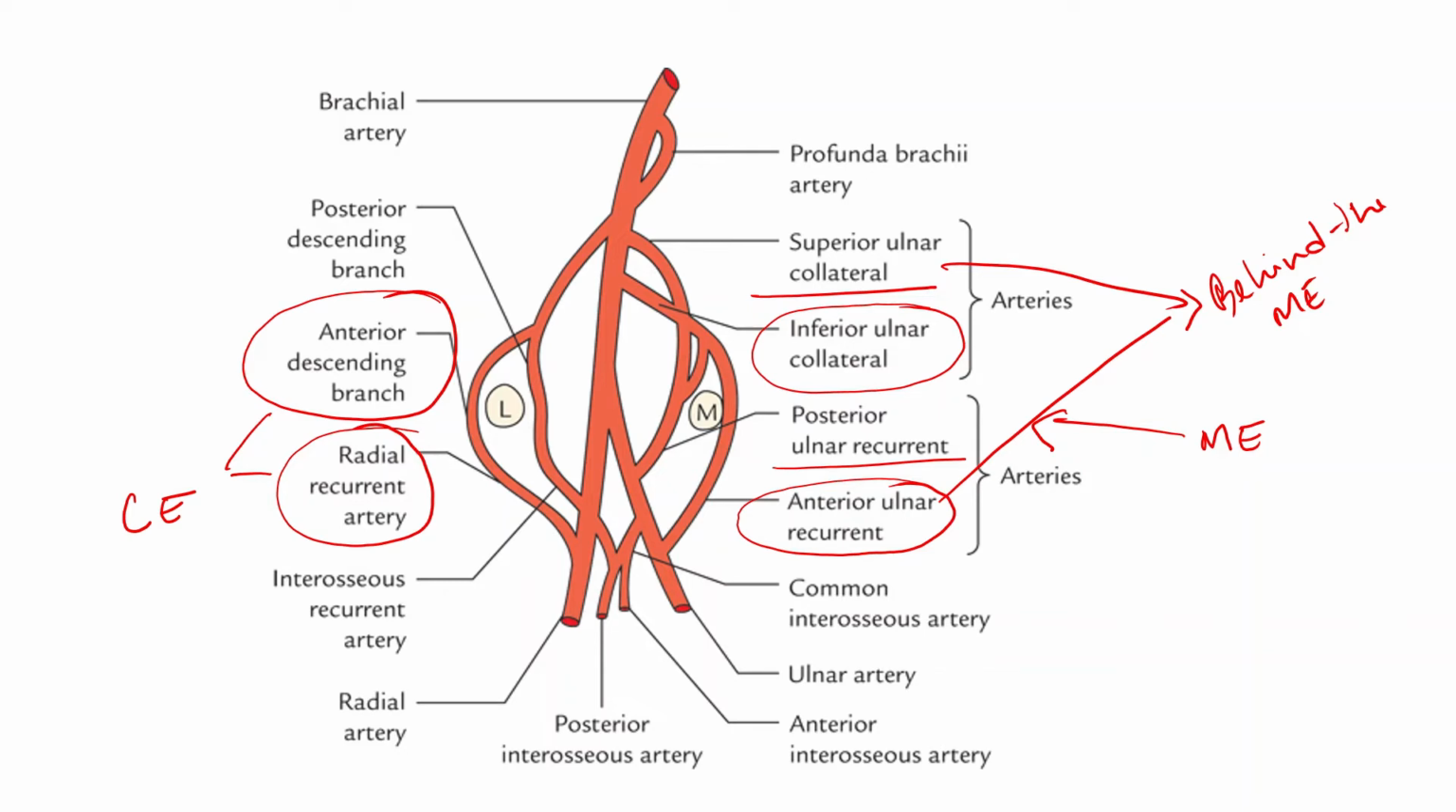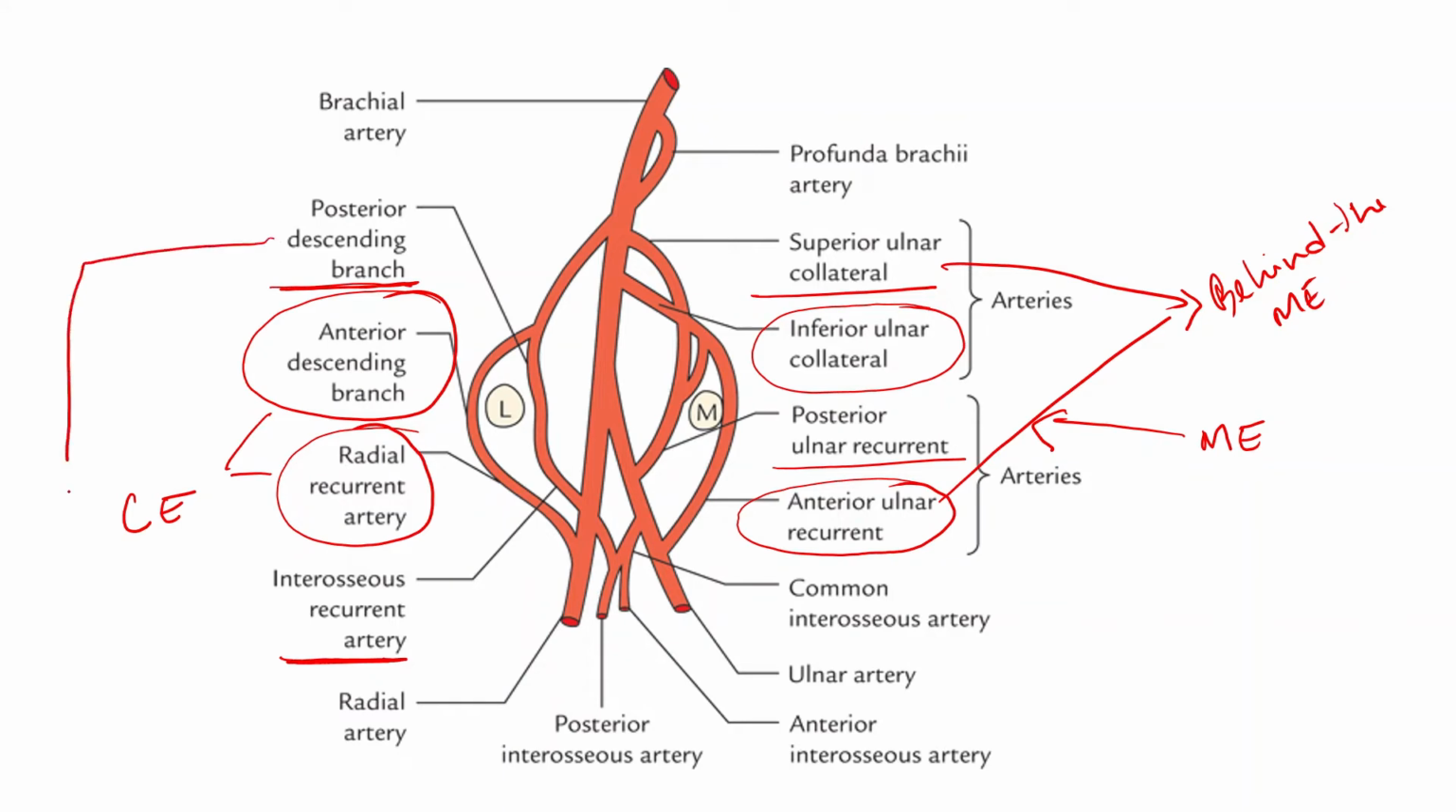Whereas behind the lateral epicondyle, the anastomosis takes place between the interosseous recurrent branch of the posterior interosseous artery, which is in turn a branch of the common interosseous artery, and from above, the posterior descending branch of the profunda brachii artery.